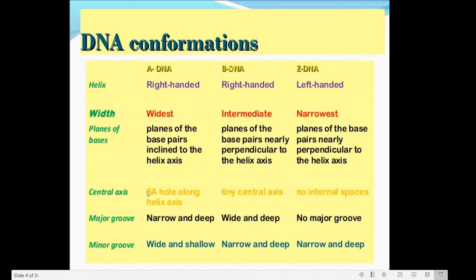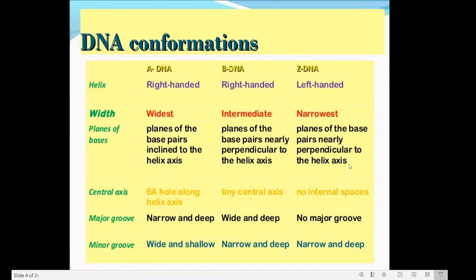Then the central axis, and already we discussed the major grooves and minor grooves. In this I'm going to stress this point. Here, in this A form of DNA, the planes of bases are inclined to the helix axis. In a B form it's perpendicular to the helix axis.